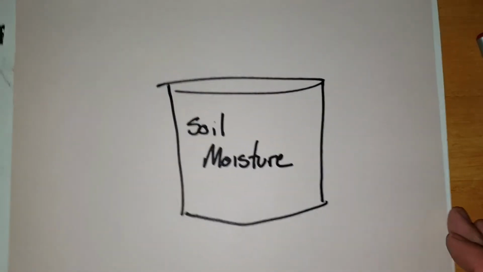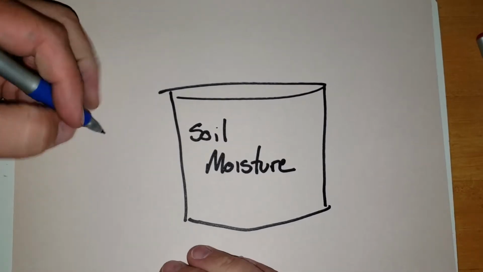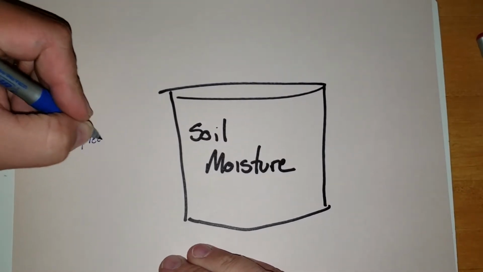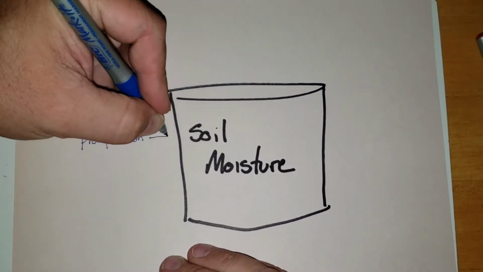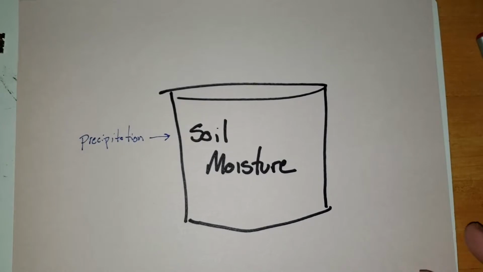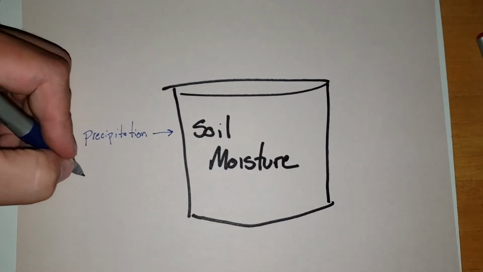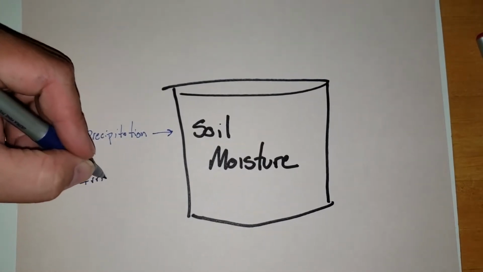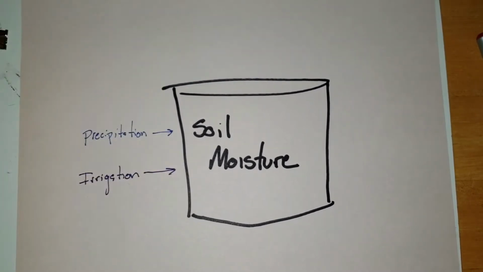If we want our soil to be moist, then we can do it the natural way. And the natural way is precipitation, right? It rains or it snows or hails or whatever it's going to be. Precipitation can go into there. The other thing is, if it's not cutting it, then we turn on the sprinklers and we get irrigation.